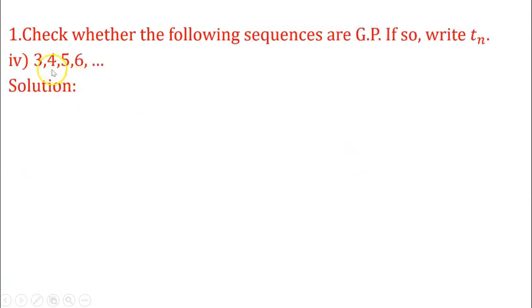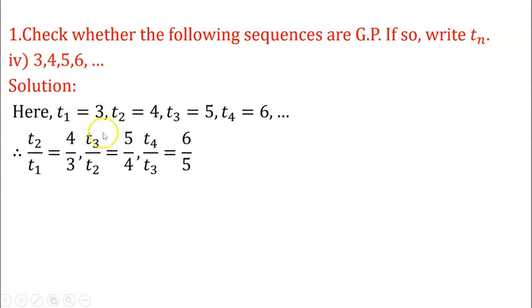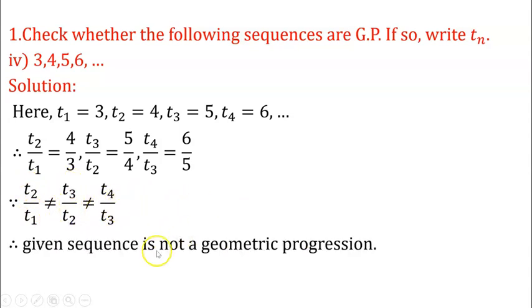Next, 3, 4, 5, 6. Here T1 is equal to 3, T2 is equal to 4, T3 is equal to 5, T4 is equal to 6. We have the ratio T2 upon T1, 4 by 3, T3 upon T2, 5 by 4, T4 upon T3, 6 by 5. The ratio is not constant, that is T2 upon T1 is not equal to T3 upon T2, is not equal to T4 upon T3. Therefore the given sequence is not a geometric progression.